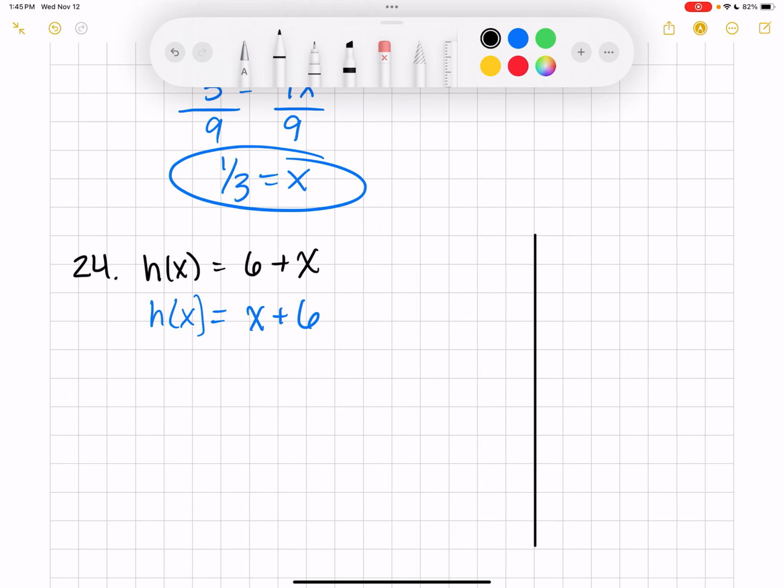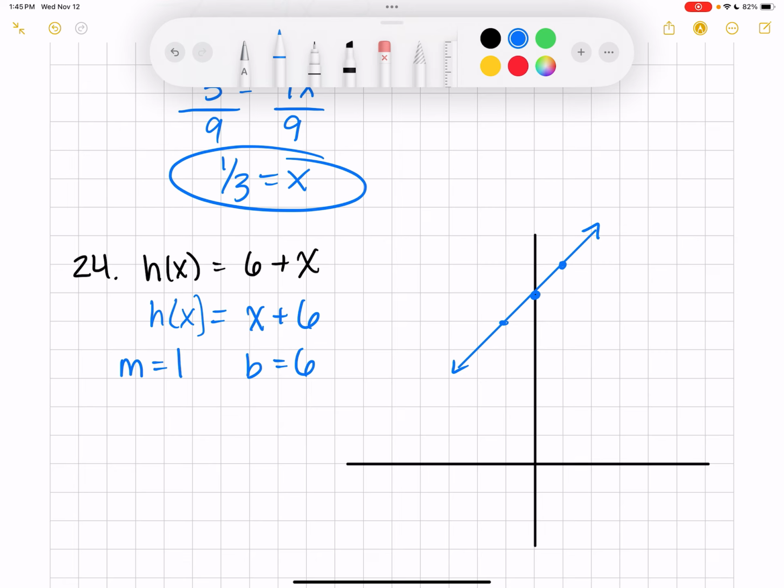What is my y-intercept of this graph? 6. So my b value is 6, and what is my slope? 1. So I've got my intercept at 6, and then I've got a slope of 1. That means I go up 1, right 1, or I can go down 1, left 1, and I've got my 3 points, and there's my line.